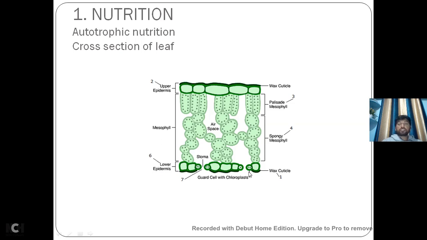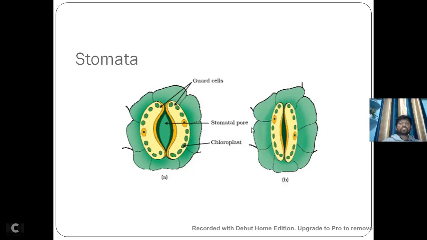The guard cells of the stomata also contain chlorophyll pigments, and the mesophyll cells, the spongy mesophyll and palisade mesophyll, also contain the chlorophyll pigment, right? And this is the structure of stomata.